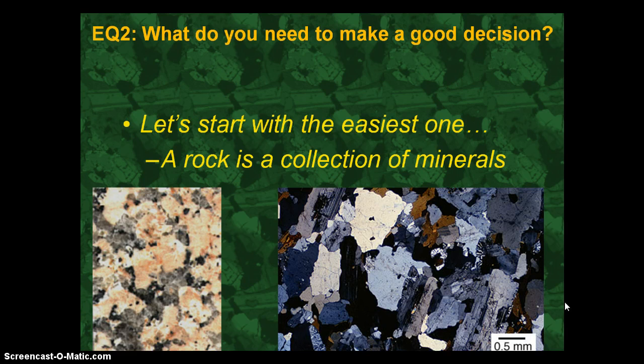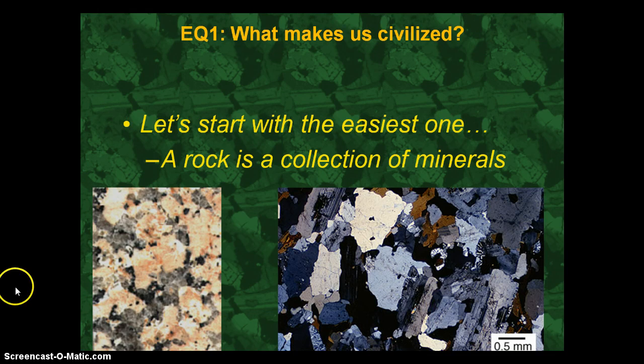Let's start with the easy one. We're going to start with a rock because that's the easy one. You can see a picture of a rock here on the left, kind of up close, and you can see actually a microscopic picture over here on the right. The simple definition for a rock is it's just a collection of minerals.